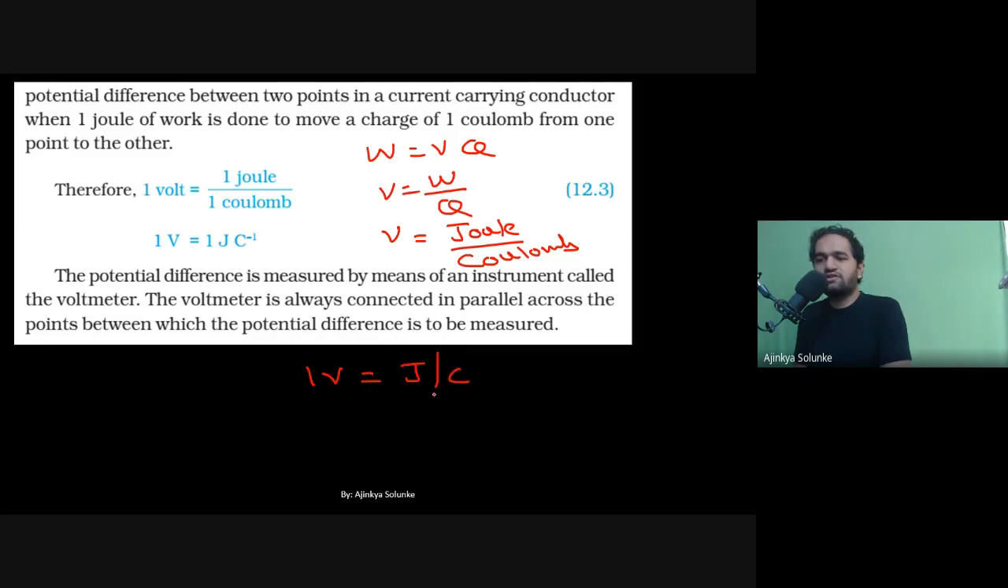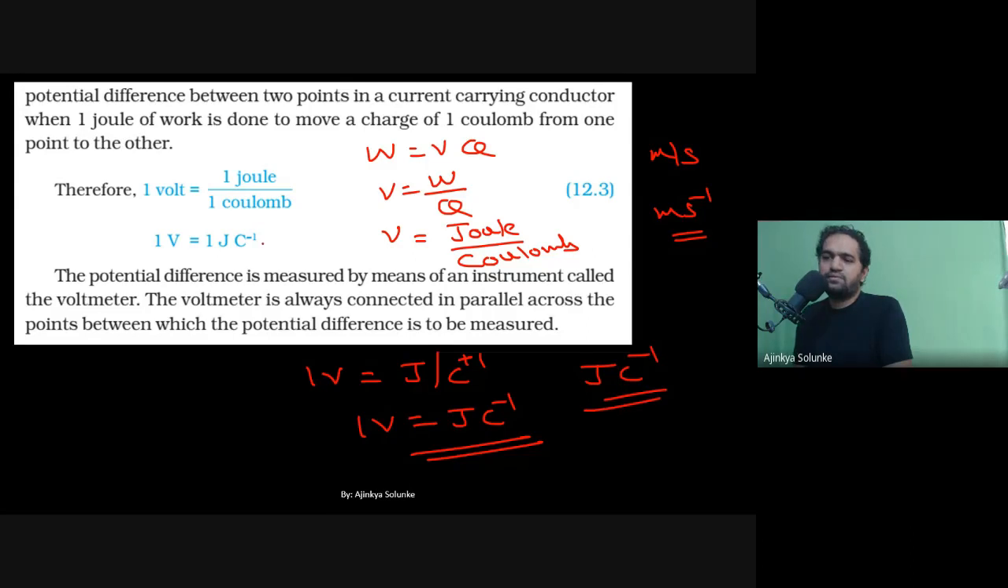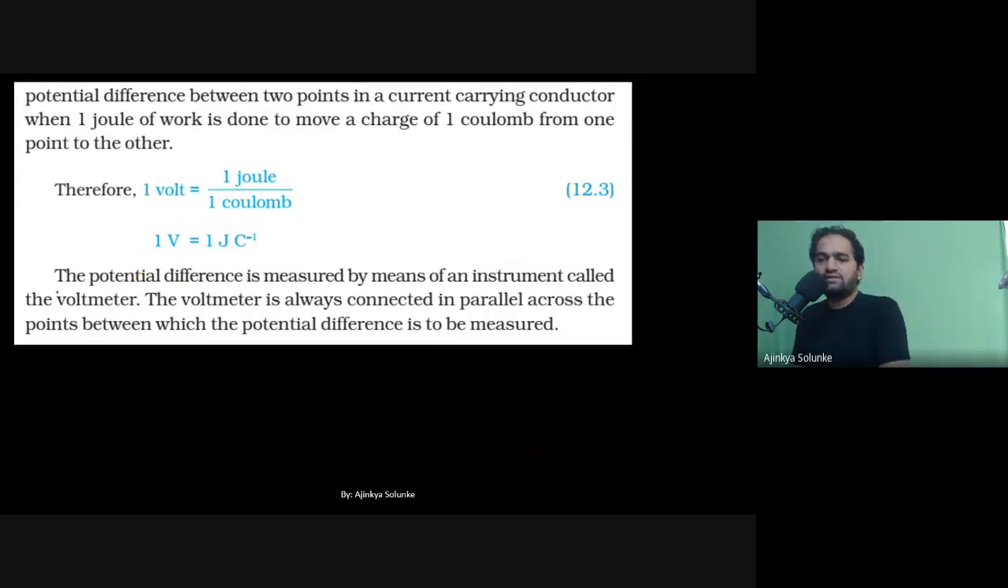1 volt is nothing but joule per coulomb. Or you can shift the coulomb to the numerator and say it is J C^-1. You can write it this way also, the same as in 9th, where you used to write meter per second as m s^-1. In the same way, joule per coulomb, you can write as J C^-1. Can you please underline this?